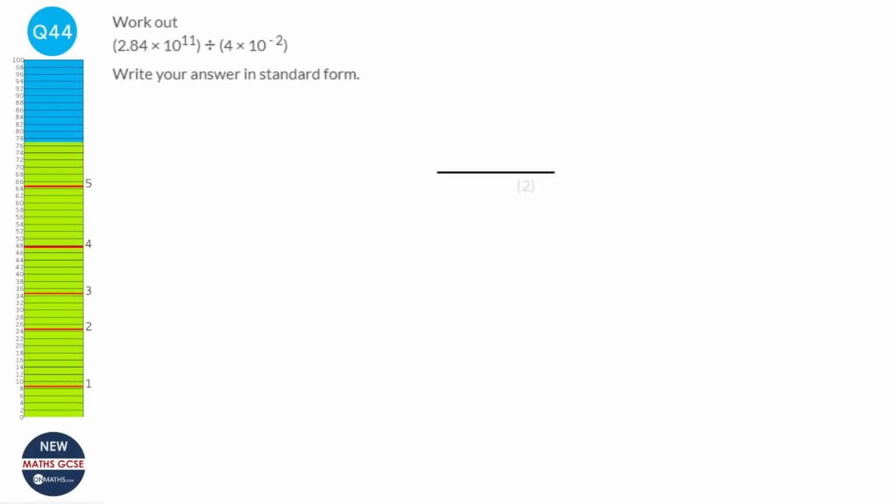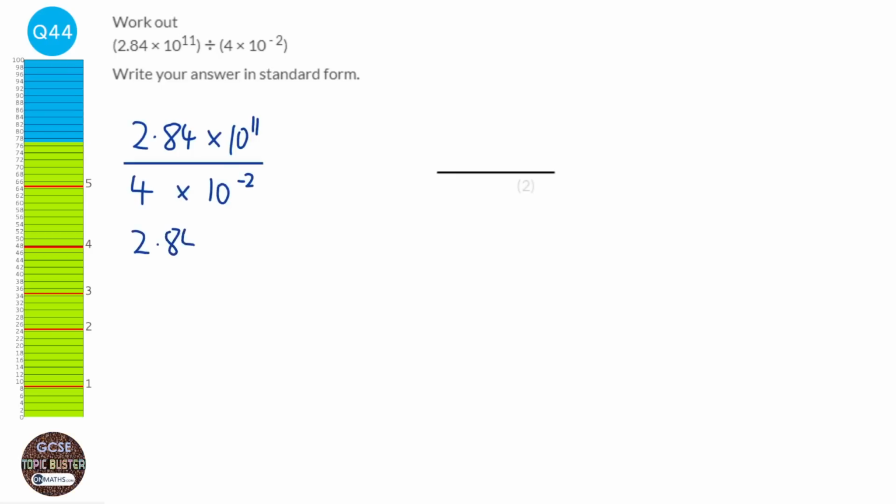So we can write this as a fraction, so it would be 2.84 times 10 to the power of 11 over 4 times 10 to the power of minus 2. What we can do is split this up into two fractions, so 2.84 over 4 times 10 to the power 11 over 10 to the power of minus 2. Okay, so we're going to start by doing 2.84 divided by 4.